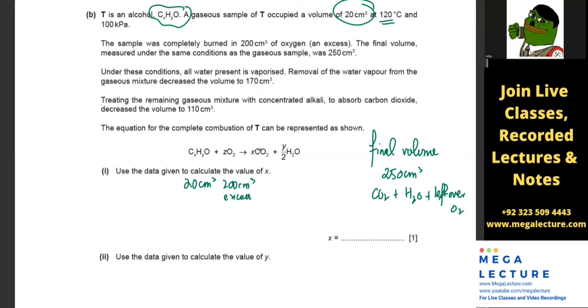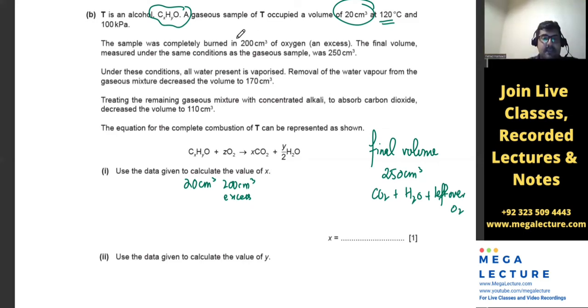Sir, the question is that the gaseous sample was 250 centimeters. So shouldn't it be initial volume? You got the gas?